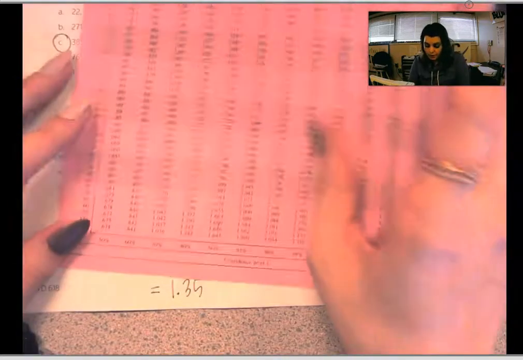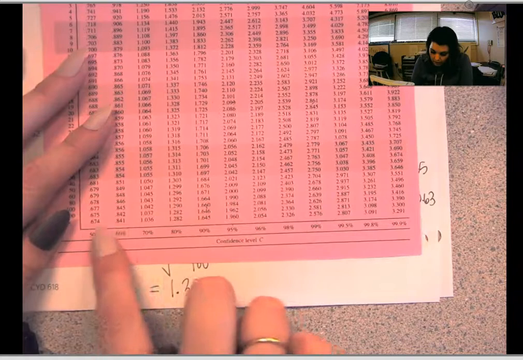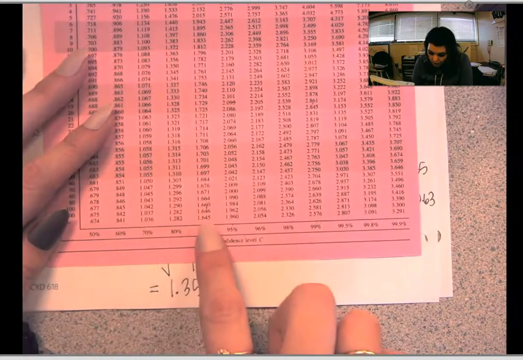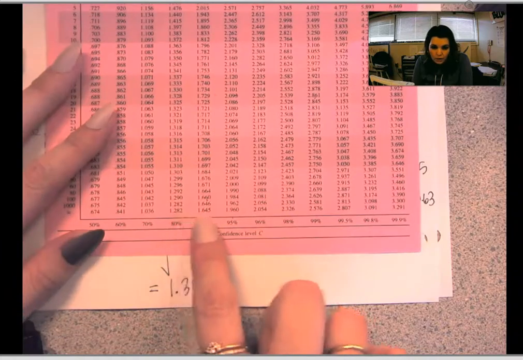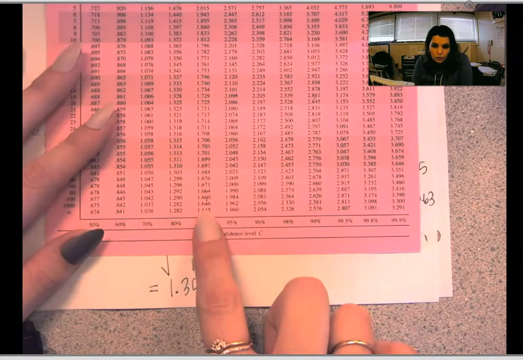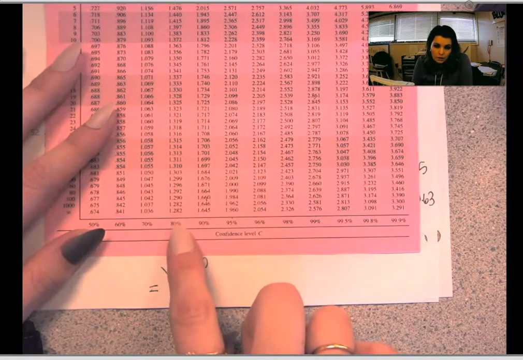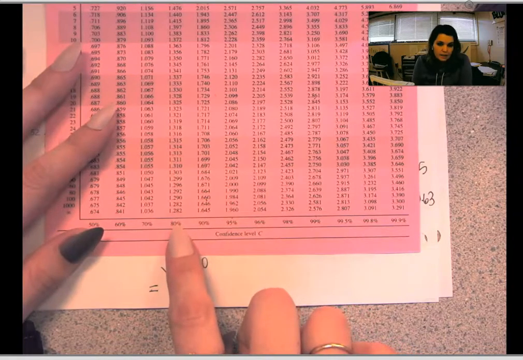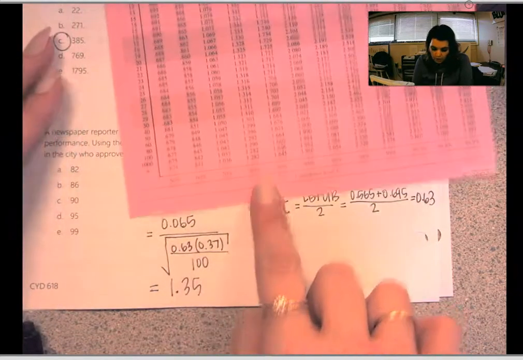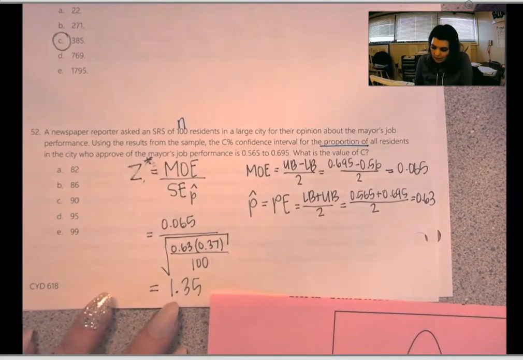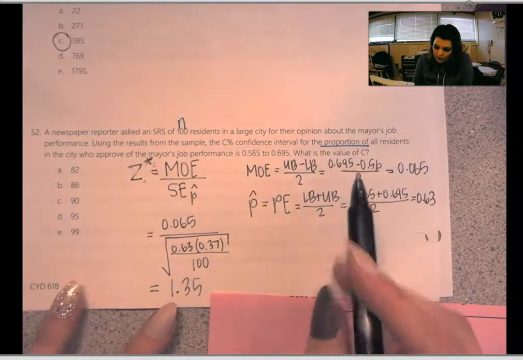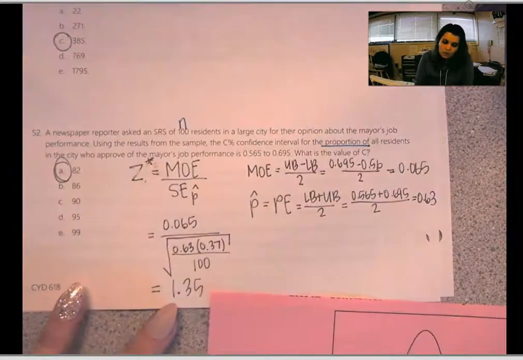So I go to my table, and I'm looking for the one closest to 1.35. So it's somewhere between 80 and 90. You want to go with the lower one. So we're going to choose an 80% confidence level. So what are my options? 82, 86, 90, 95, 99. So what is the value of C? I'm going to go with 82.